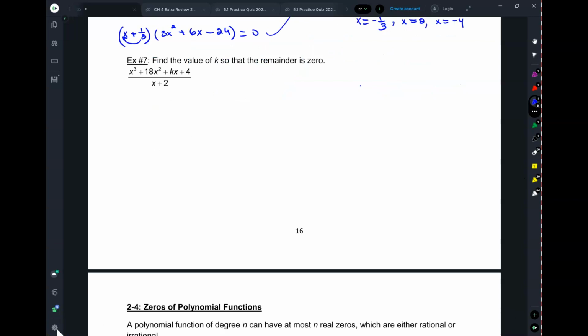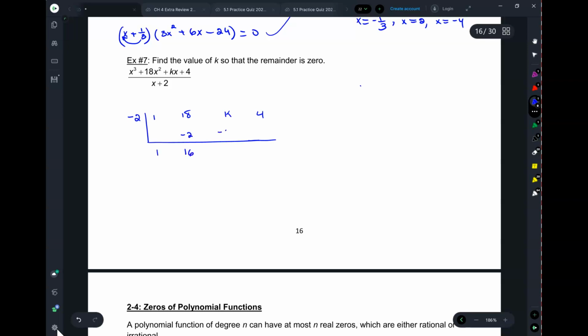I'm sorry, find that k value so that the remainder is 0. Okay, so same thing. We need to find a remainder, so divide. So negative 2, 1, 18, k, 4. Those are the coefficients. 1, 16, negative 32 here. So when you add, it's k minus 32. And then here you get negative 2k plus 64. So the remainder is negative 2k plus 68.